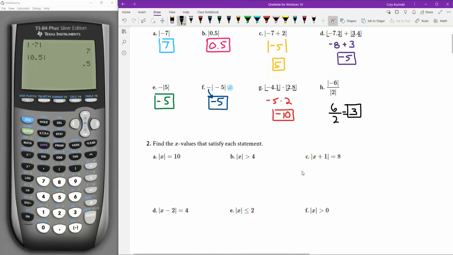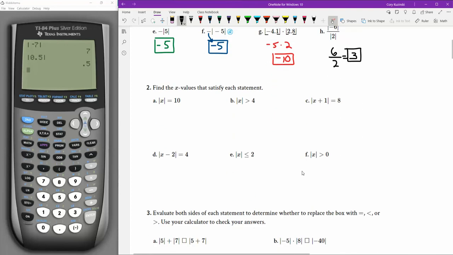We move on to number 2, and now we're solving absolute value equations and inequalities. So what number, when you take the absolute value of it, equals 10? Well, x could either be -10 because the absolute value of -10 is 10, or x could be +10 because the absolute value of +10 is 10. So there's actually 2 values that make this equation true. We're going to give both of them so that we can fully solve it.